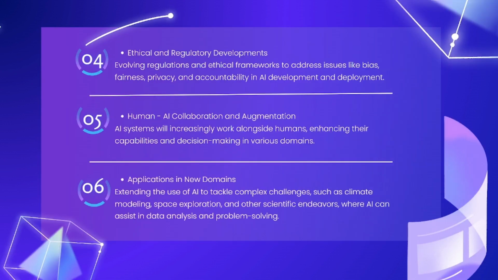Now we have talked about the ethical concerns, and evolving regulations to address issues like bias, fairness, and privacy is important in today's AI development and deployment. And new domains, new applications are coming each and every day, for example, space exploration and other scientific endeavors.